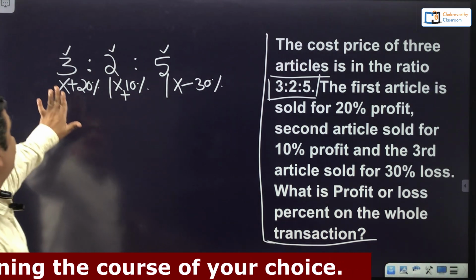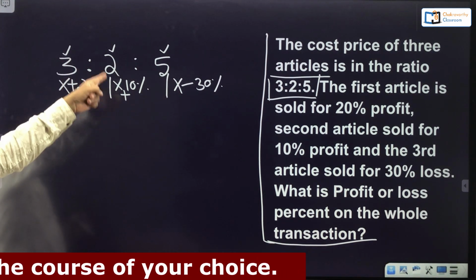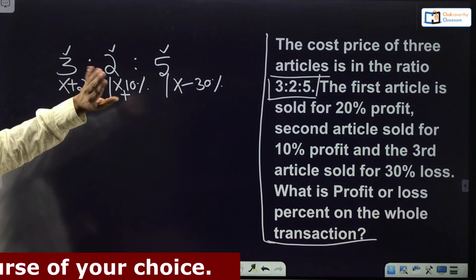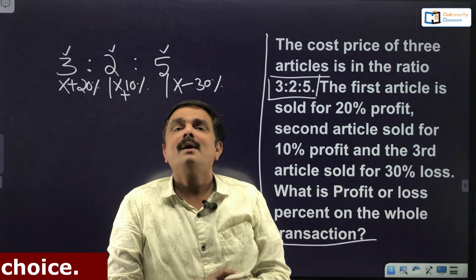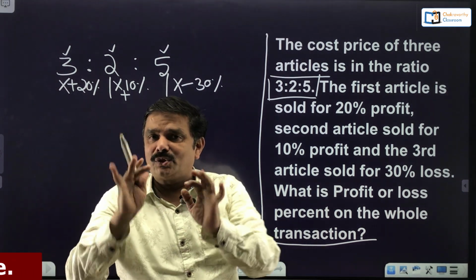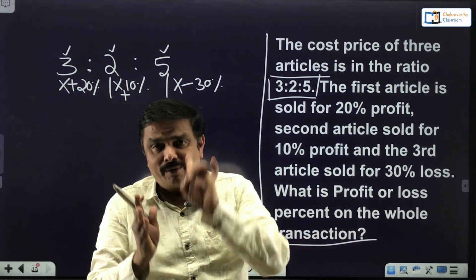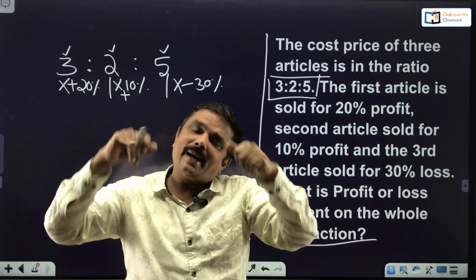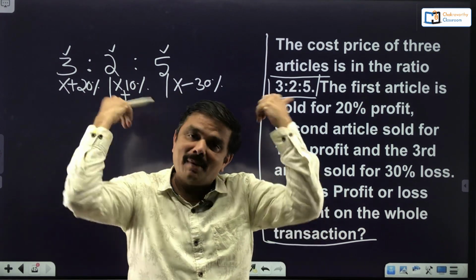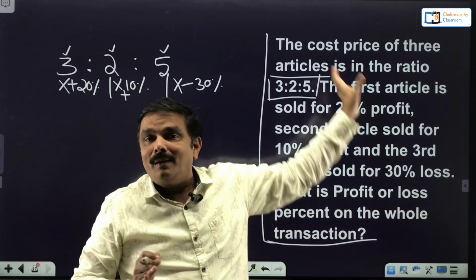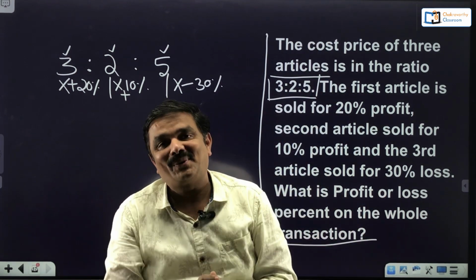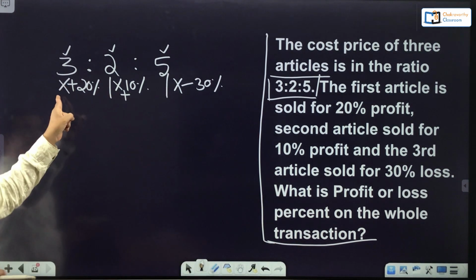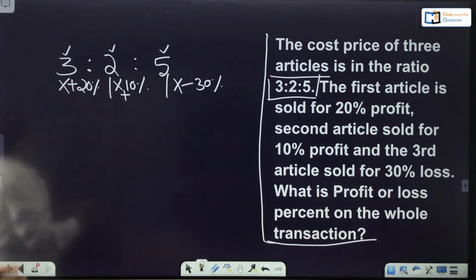Since the cost price is in the ratio 3:2:5, I am taking imaginary numbers as 3:5 only, because finally they are asking the question based on percentages. When the final question is based on percentages or ratios, you can take any imaginary number you want, but the rules whatever they have given in the question must be followed. Okay, I've taken this one as 3:5, multiply with the respective percentages, profit or loss.